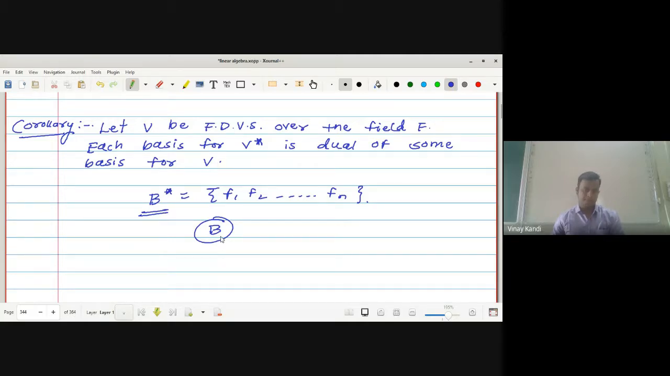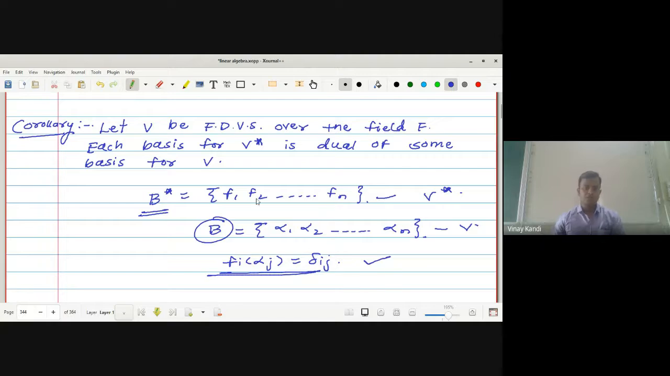Suppose B is equal to alpha 1, alpha 2 up to alpha n. This one is the basis for V, and this one is the basis for V star. So here we have to show that fi of alpha j is equal to delta ij. If we prove this statement, then each basis of V star is the dual basis of V. By the definition of dual basis, fi of alpha j is equal to delta ij. Each basis of V star is the dual of some basis for V.